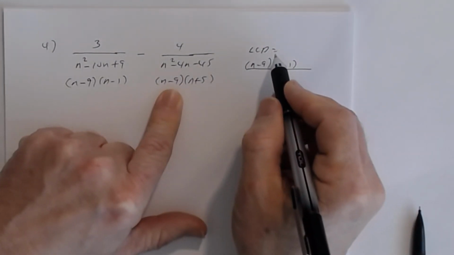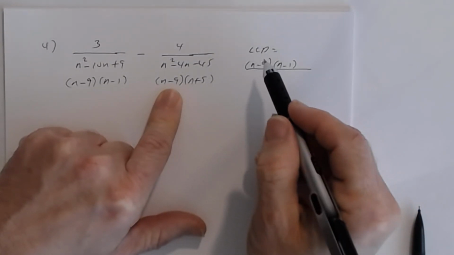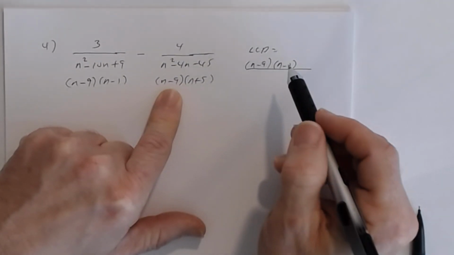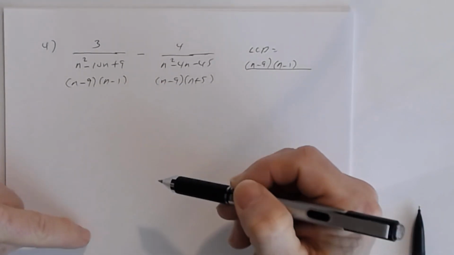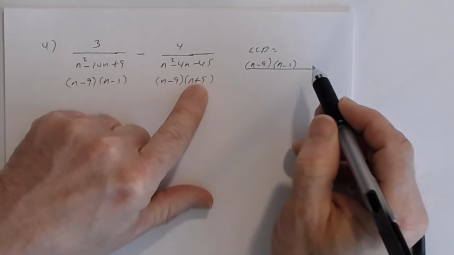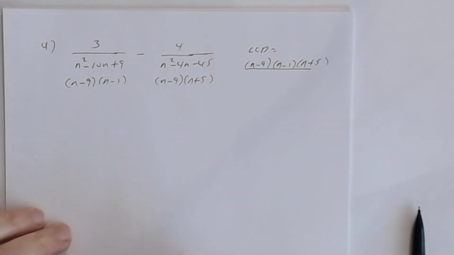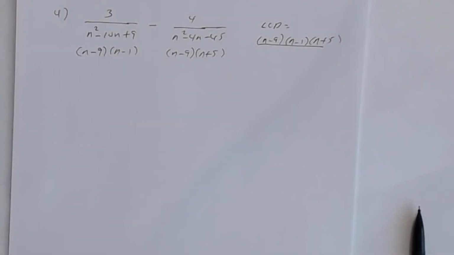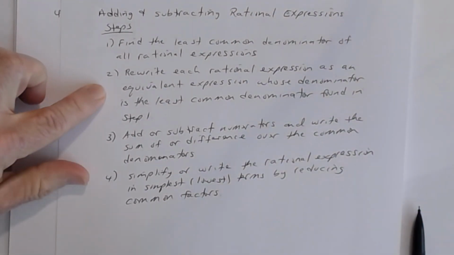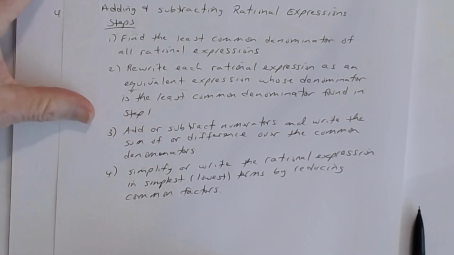Don't include it again. If you put a 2, it's no longer the least, it's a common. And if you're dealing with a common denominator and not the least, you're going to have difficulties going through the process. And then the next factor you see is that n plus 5. So again, this time you have 3 factors. So that's your least. Now once you find the least, remember the next step is to write equivalent expressions with that least common denominator.